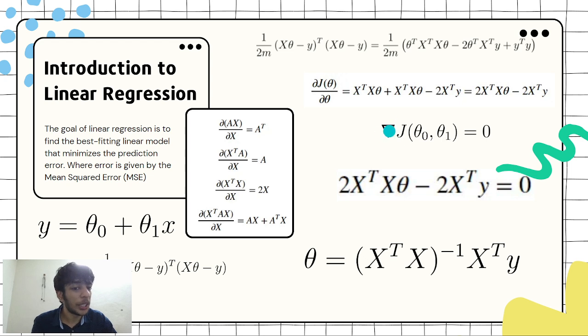Okay, so first we need to find the point where the gradient equals zero, as we saw earlier. So we differentiate our J with respect to theta. In this case, our theta is a vector, so this corresponds to the fourth rule. If we take theta transpose x transpose x theta and differentiate, we get these two quantities, x transpose x theta plus x transpose x theta. And then we take the second quantity, minus 2 theta transpose x transpose y.